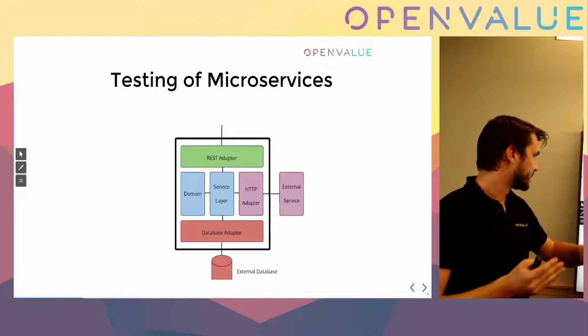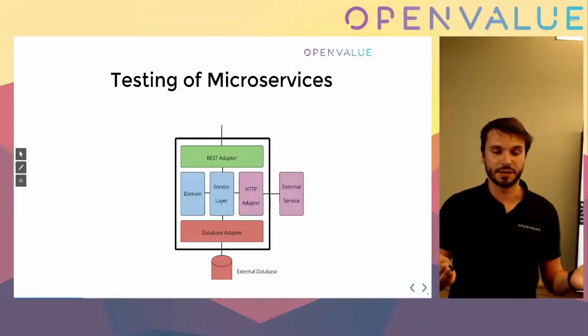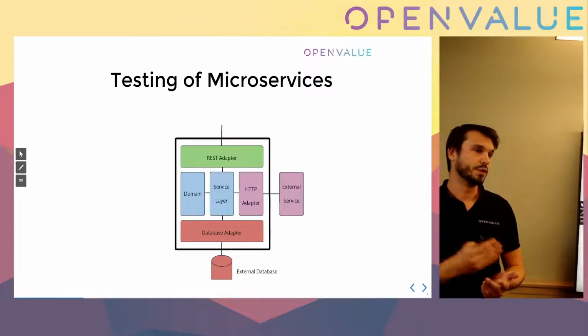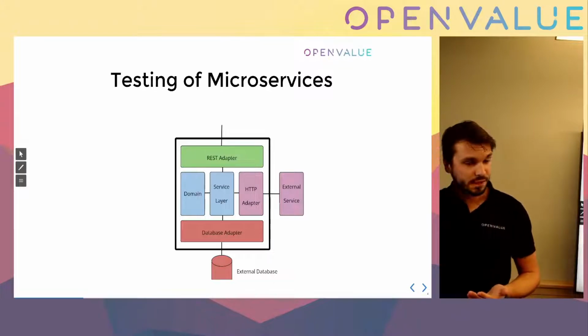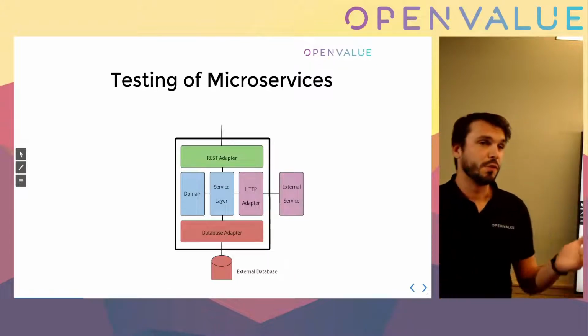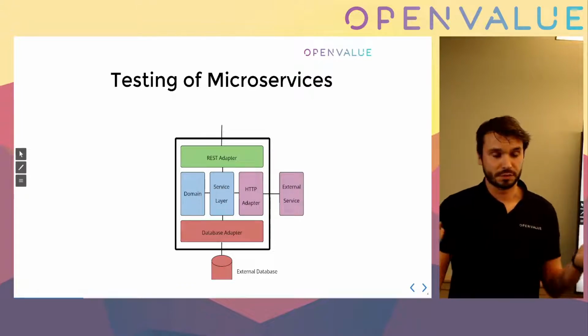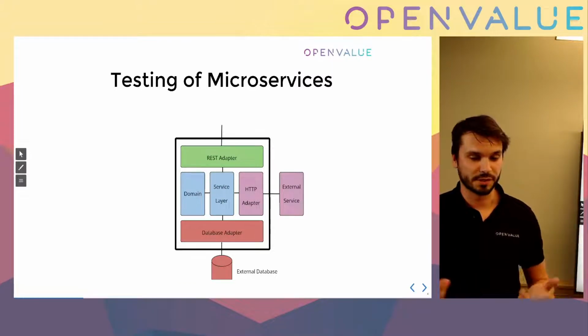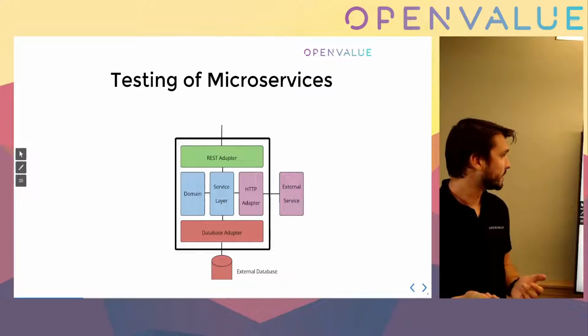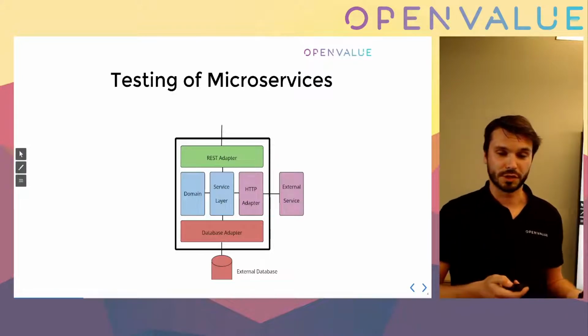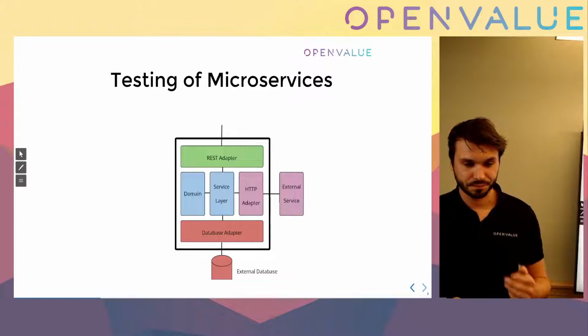So the external adapters are just an example. There may be a database adapter, which is used to read and write values to the database. And we might actually want to connect to an external service, which gives us some information which we need to calculate something. So let's see how we structure our code to test this.